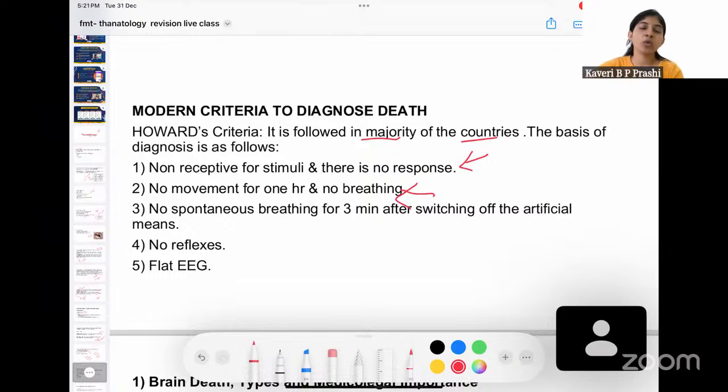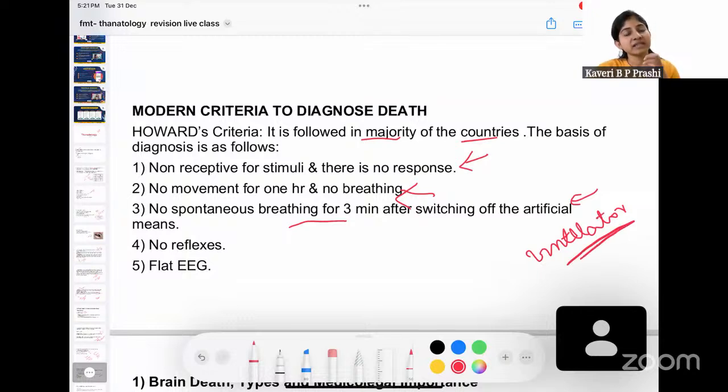There won't be any voluntary movements of the hands or legs, and the breathing movement is also going to be absent. No spontaneous breathing for 3 minutes after switching off the artificial means. For example, if the person is on a ventilator and you hook him off the ventilator, after 3 minutes, what happens? A lot of carbon dioxide is going to accumulate in the person, which triggers the centers in the brain, and he's going to start respiration. This happens in a normal person. But in a person with brain death, there is no initiation of spontaneous breathing after 3 minutes.